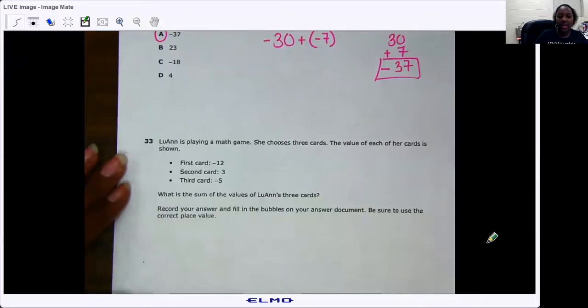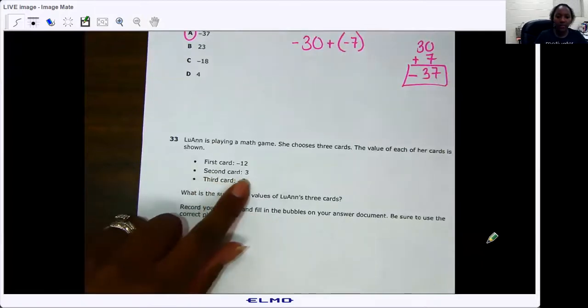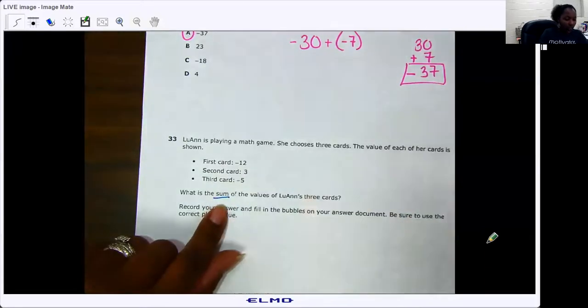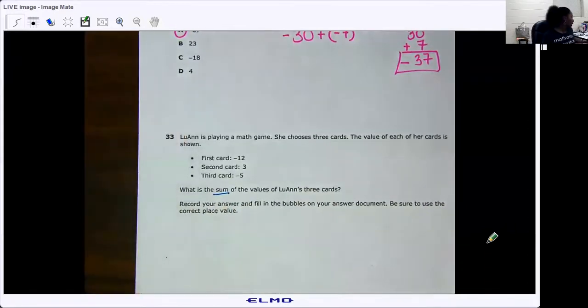Luann is playing a math game. She chooses 3 cards. The value of each of her cards is shown. The first card is -12. The second card is a +3. The third card is a -5. What is the sum of the values of her cards? And then bubble in your answer on your answer document.